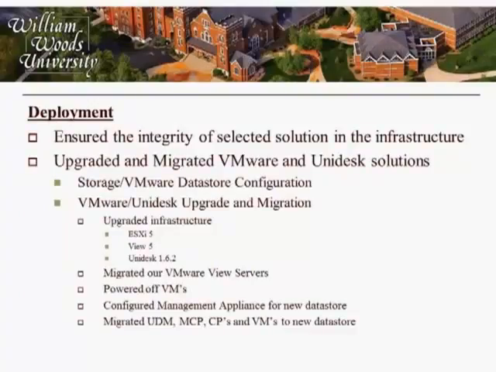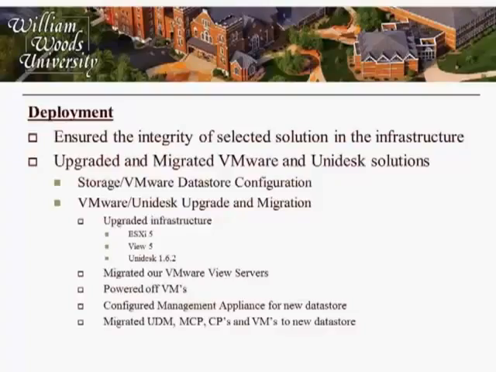Deployment. So basically we ensured the integrity of the selected solution in the infrastructure. We then upgraded and migrated VMware and our Unidesk solutions. After setting up the storage, configuring it, making sure it was solid, we went ahead and configured the datastore in VMware, and then we began the VMware and Unidesk upgrade and migration. It really was textbook. I didn't have any issues whatsoever. It went very smoothly. I was almost worried, but we upgraded to ESXi 5, we upgraded to View 5, and Unidesk 1.6.2.